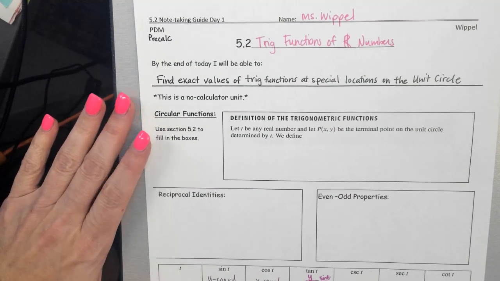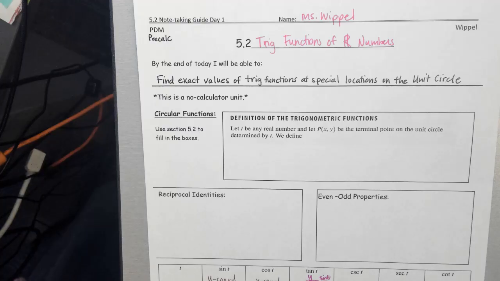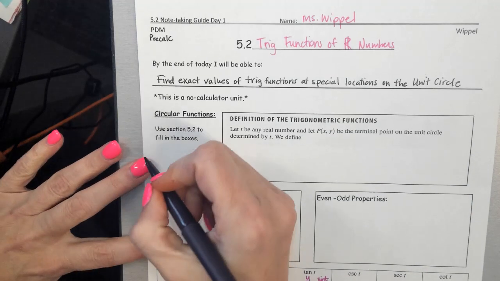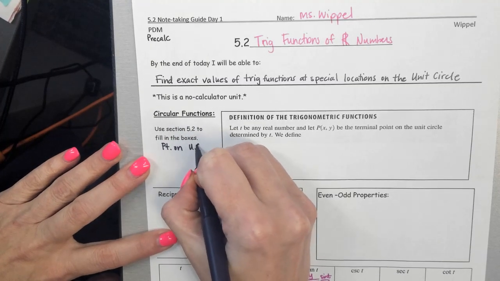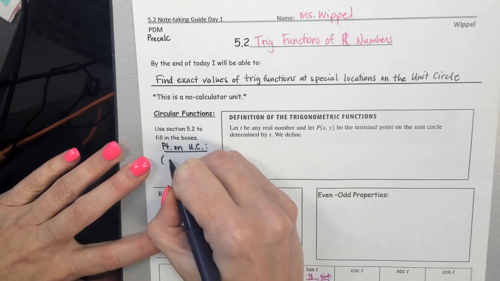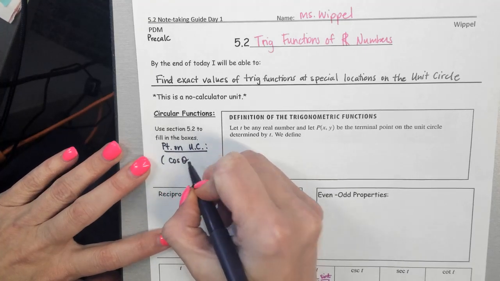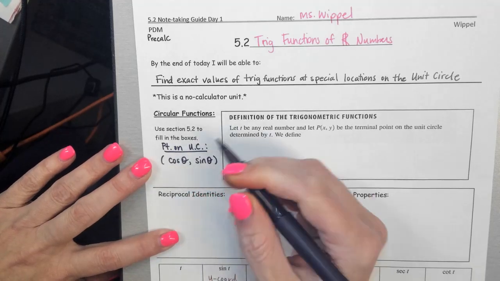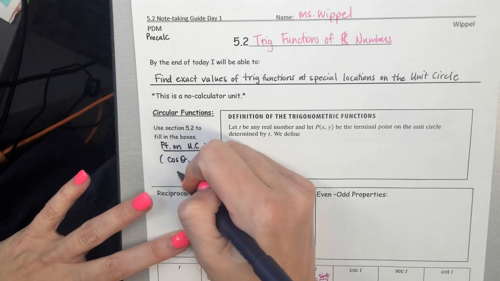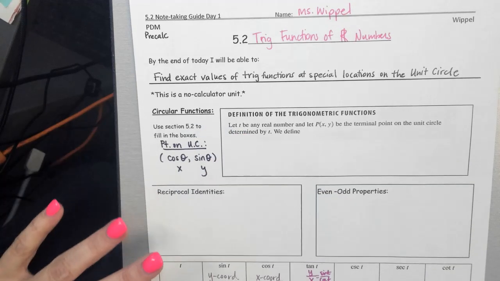today. Okay, so we have to keep in mind that each point on the unit circle is cosine and sine. Okay, so if it's a point on the unit circle, we know that the x value is cosine and the y value is sine. So often we use theta. They're going to be using t. So this is your x and your y.